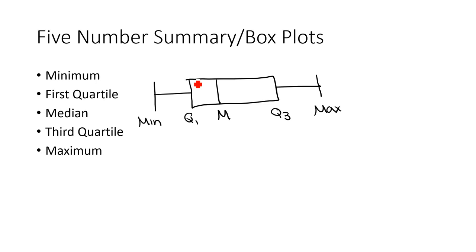By drawing a box, the box always goes from Q1 to Q3, so that's the box part. And then we put a line in it where the median is. And then we draw these 2 whiskers that extend out to the minimum and the maximum value.